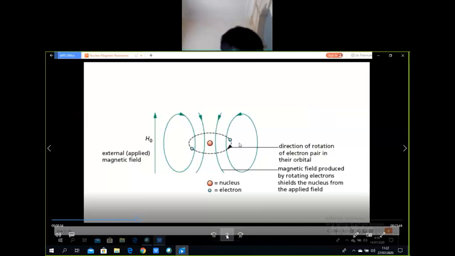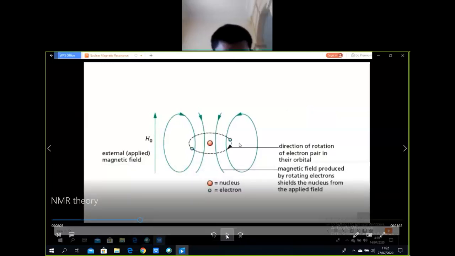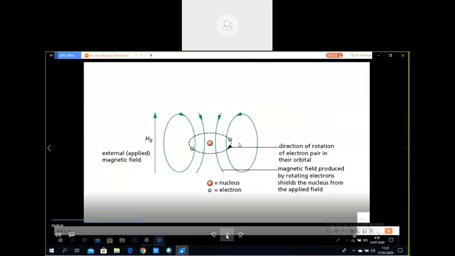This has an effect on the localized pi electrons in the ring, which create a strong effect opposing the external field.